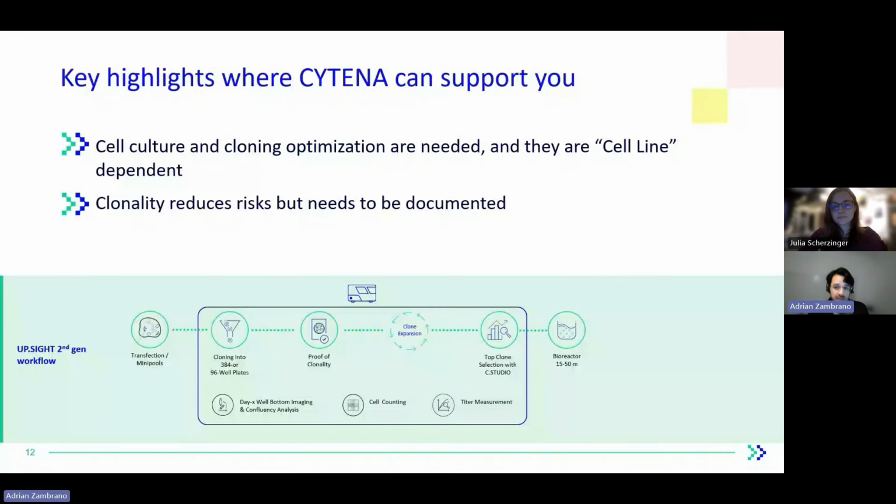So I think we can agree that cell culture and cloning optimization is cell line development also. So that's how we want to look into it. And clonality plays a big role in these multiple steps. So let's go over how Cytena can help. And I would say these are also 2 cases where I would try to bring some value to you.